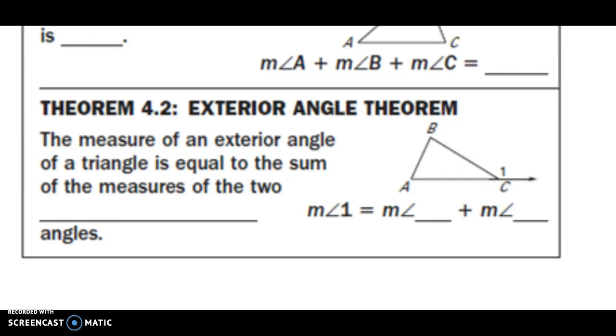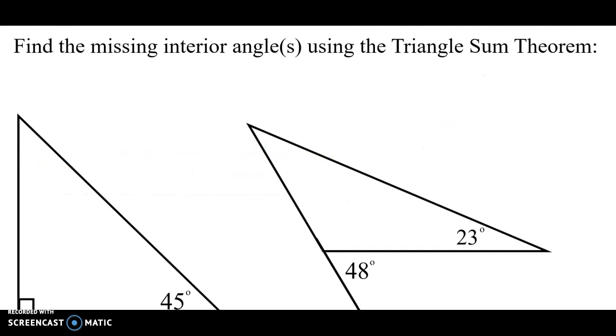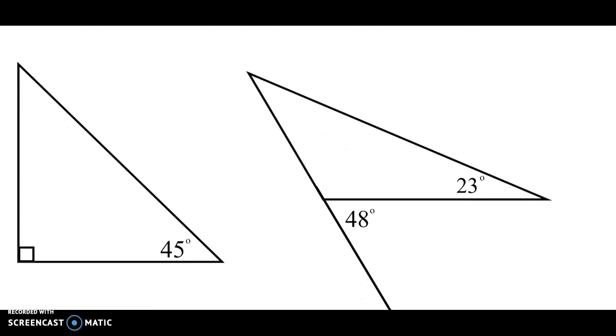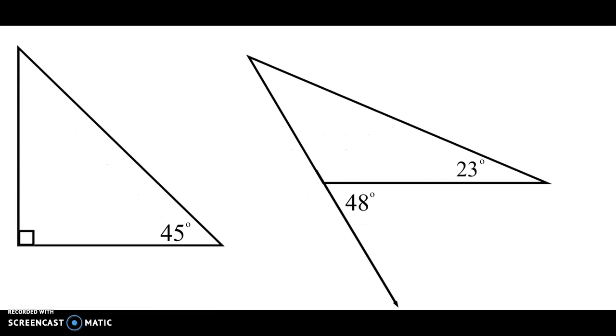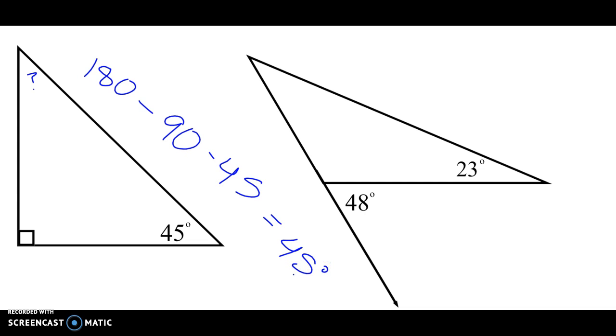All right. So let's do a couple examples here. It says, find the missing interior angles using the triangle sum theorem. Okay? So take a second on your own and try and figure out the missing interior angle on this left triangle. Basically, how many total degrees are there? 180. Minus, we're going to subtract the two angles that we know. So what two angles do we know? 90 and 45. So 180 minus 90 minus 45 equals 45 degrees. So this angle would be 45 degrees.